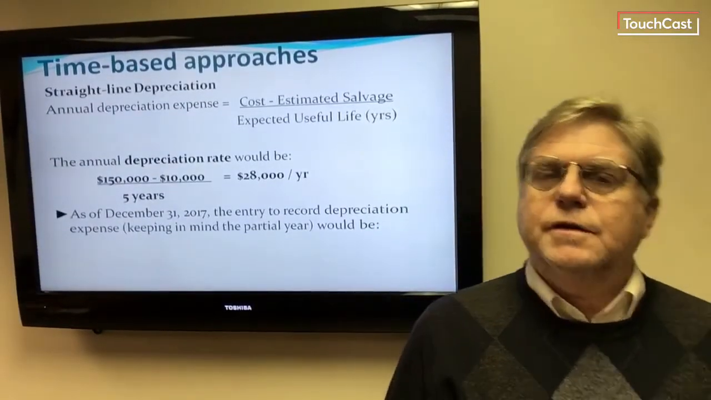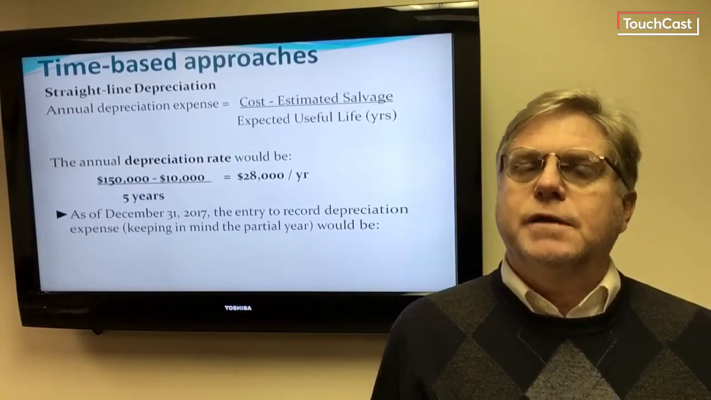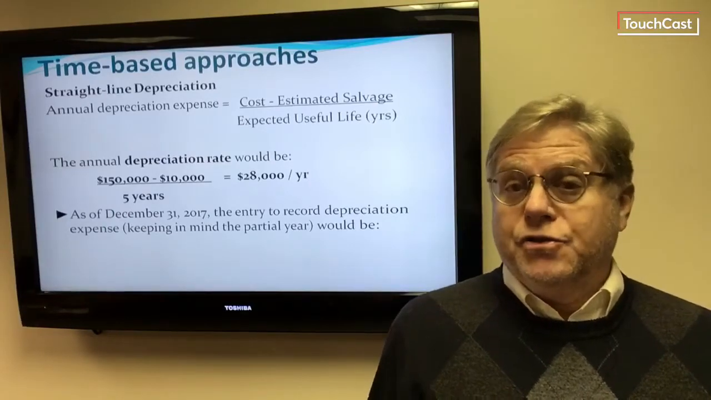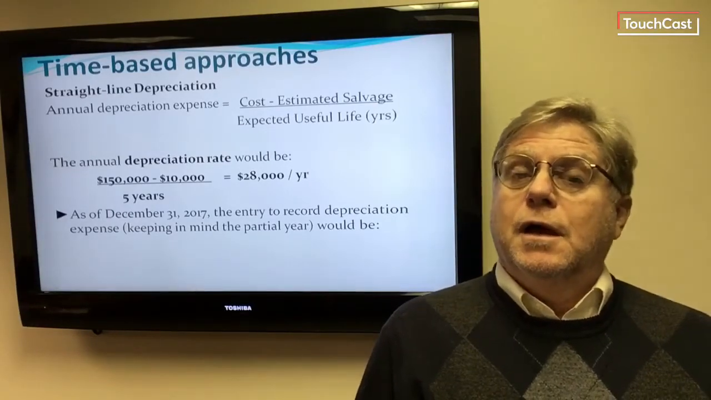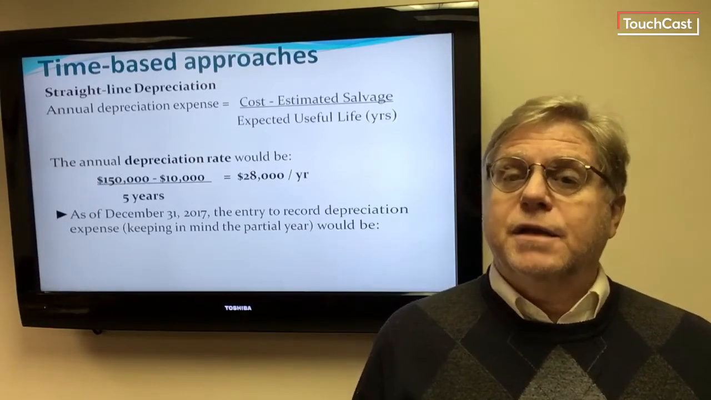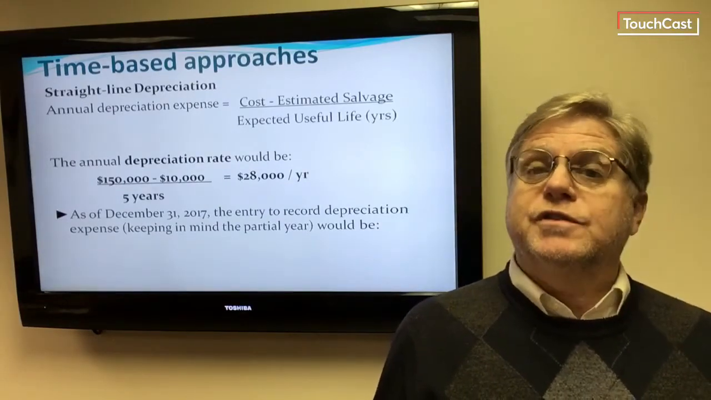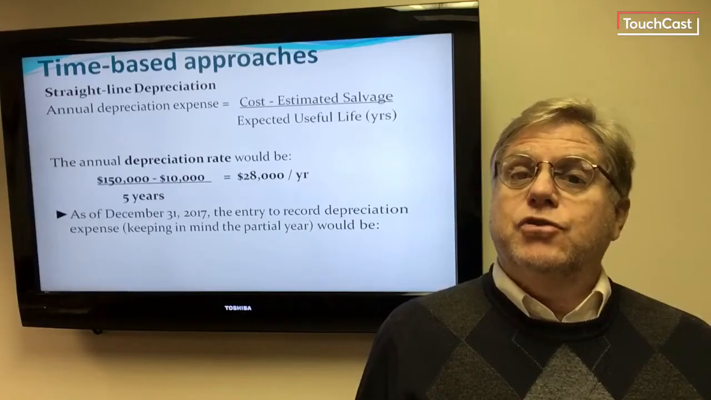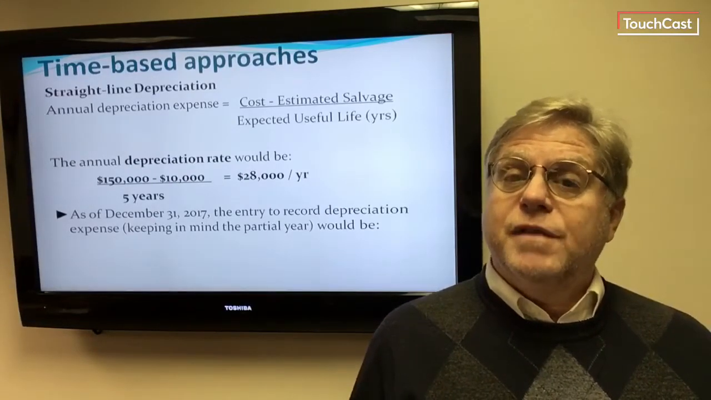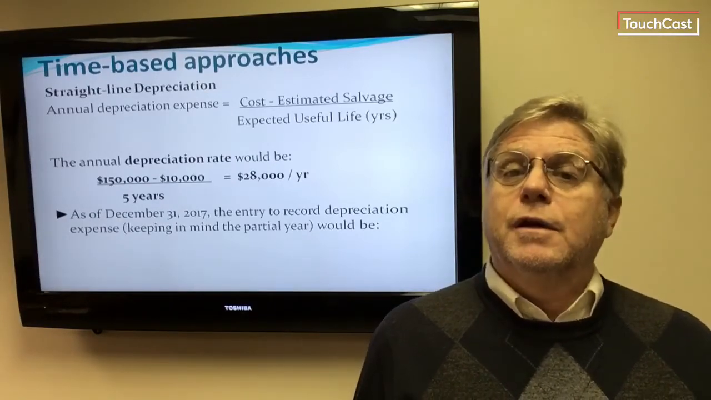Now let's look at depreciation by the time-based approaches. First of all, the very commonly used straight-line depreciation. In this case, we figure the annual depreciation expense, we could also call it a rate in a sense, which represents the difference, once again, the depreciable base, cost minus salvage, divided by the expected useful life, this time in years rather than units of production. The annual depreciation rate would be, we see here the depreciable base of $140,000, divided by the 5 years that was provided in the original narrative, $28,000 per year.